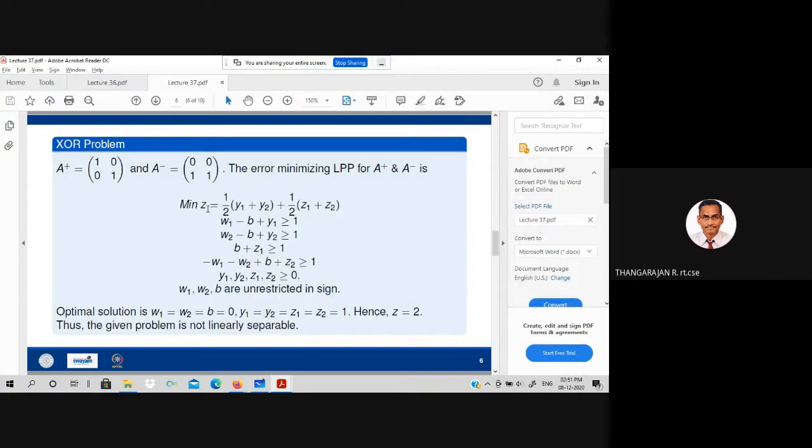So you find that if you cast this problem into the same problem as what we have done before, you will find that the optimal solution is this value, and here you get z equal to 2. Okay, right. The value of z becomes 2, which is not minimum. Therefore, this is not a linearly separable problem, whereas in the previous case, z was 0.